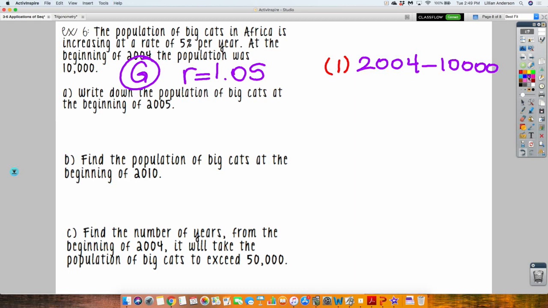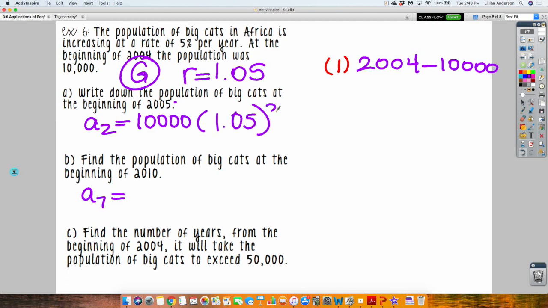In 2004, it was 10,000 big cats, which means that you can treat 2004 as your 1, your first term, okay? And if you do that, you just have to be careful when you're trying to figure out the population of big cats in 2005 and 2010. 2005 would represent what term? A sub 2. 2010 would represent A sub 7. Because if 2004 is your first term, 2005 is your second, 2006 is your third, 2007 is your fourth, 2008 is your fifth, 2009 is your sixth, and then 2010 is your seventh. Okay?